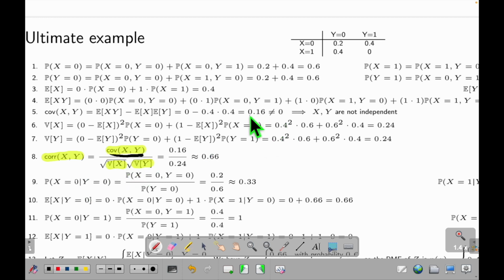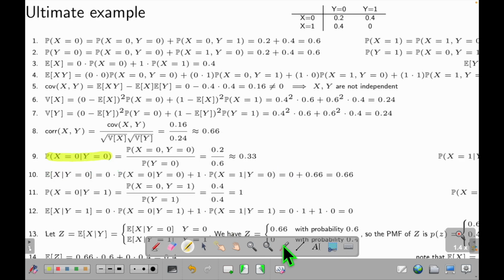So the correlation coefficient is covariance divided by the square root of the variances. Covariance, we know that is 0.16, so we have 0.16. And for these two numbers, we already have that both of them are 0.24, so it will be 0.24. Don't forget there's a square root, okay? And this number gives us 0.66. It is a positive number, so it means if x increases, probabilistically speaking, y has a tendency to increase.